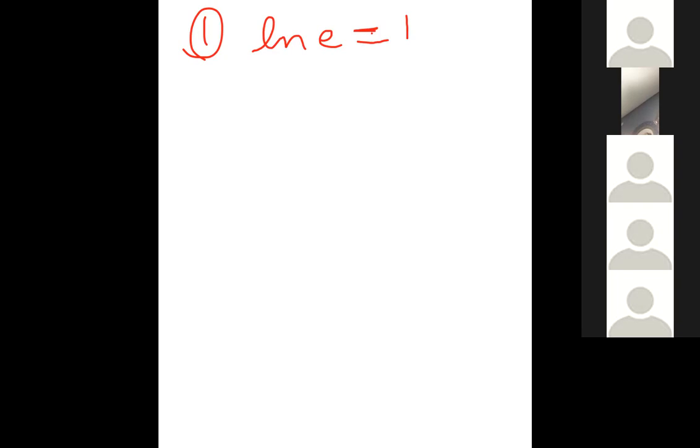Number two, this time it's natural log of 1. This one is asking E to the what power gives you 1? Now remember, we've already seen two previous sets of properties. This is the third set. And the answer scheme is basically the same thing. So what's the answer, guys?